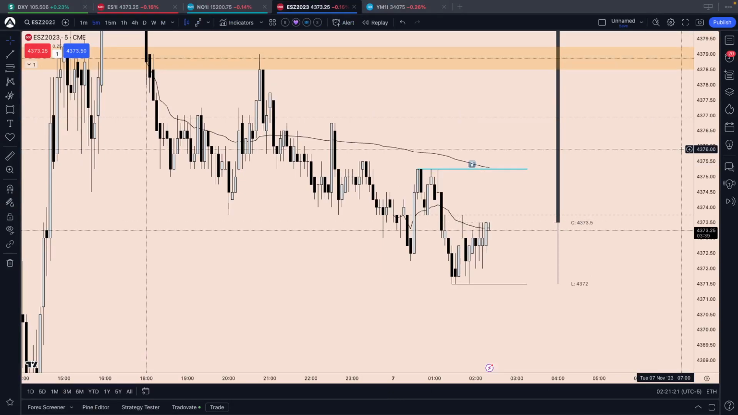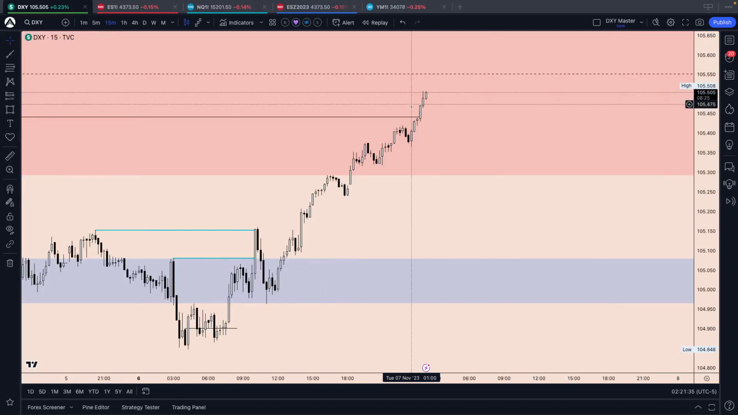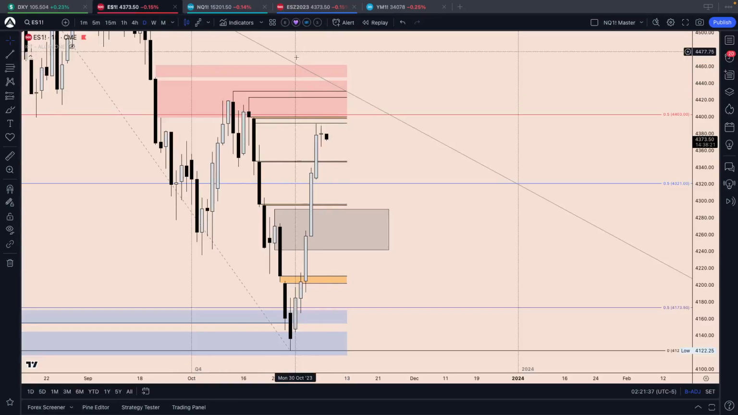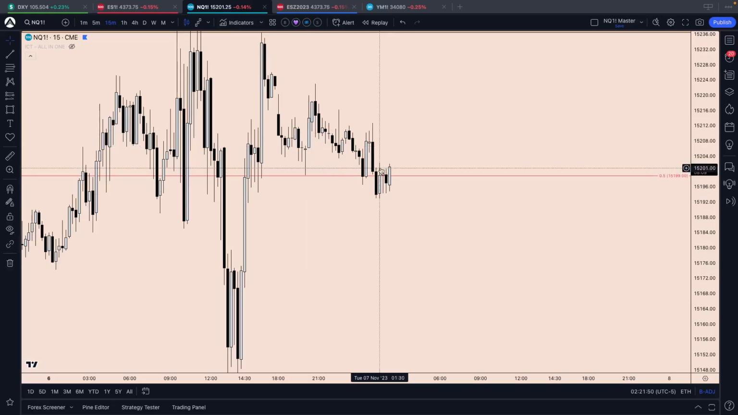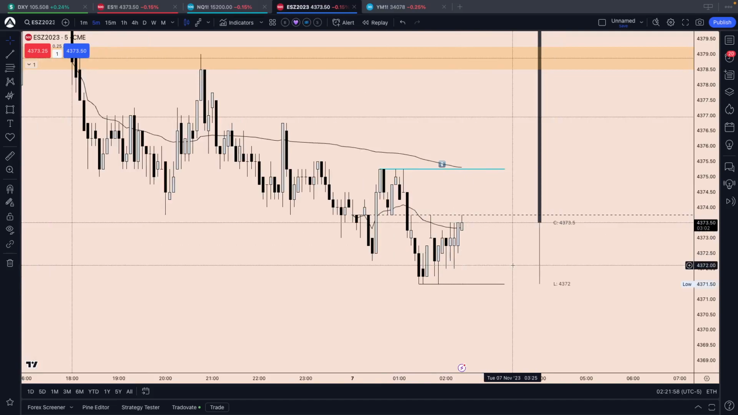Let's see. Five-minute time frame. Take a look at the DXY. Really bullish week, putting a doji in place and a pullback. I like that scenario. NQ is kind of pushing. ES touched the midnight level now.